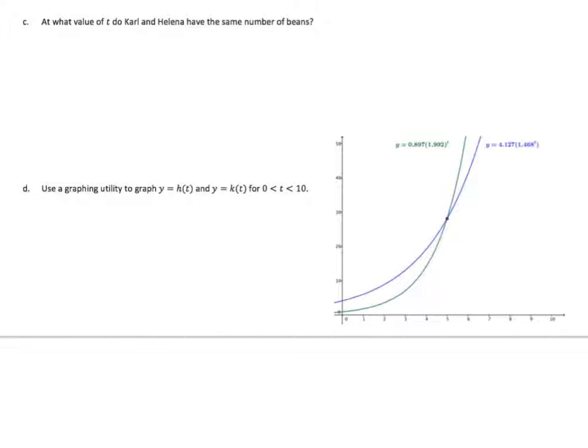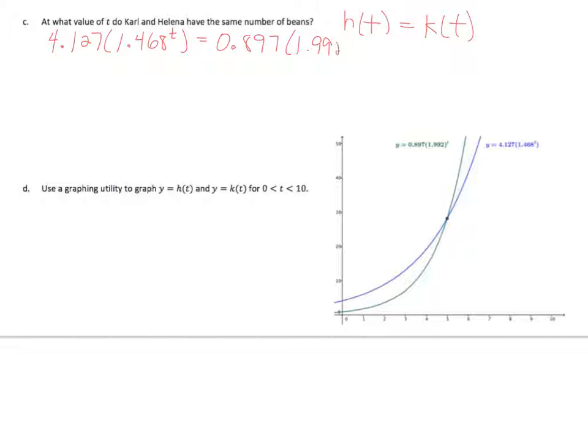At what value of t do Carl and Helena have the same number of beans? So what do we do there? Well, we take the equations and we set them equal to each other. We say, okay, Helena's model and Carl's model, when are they equal? I did not leave enough room for this, so let's see how we can do with our space. I'm going to set those equal to each other. You have these written in front of you, so go ahead and work along with me. I'm going to try to get t's on one side.